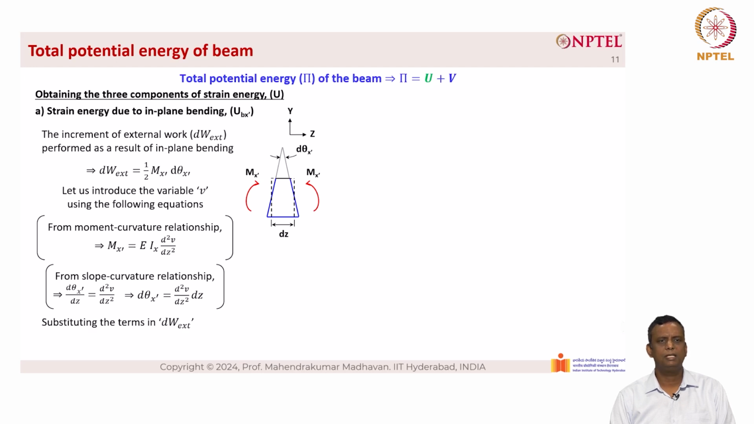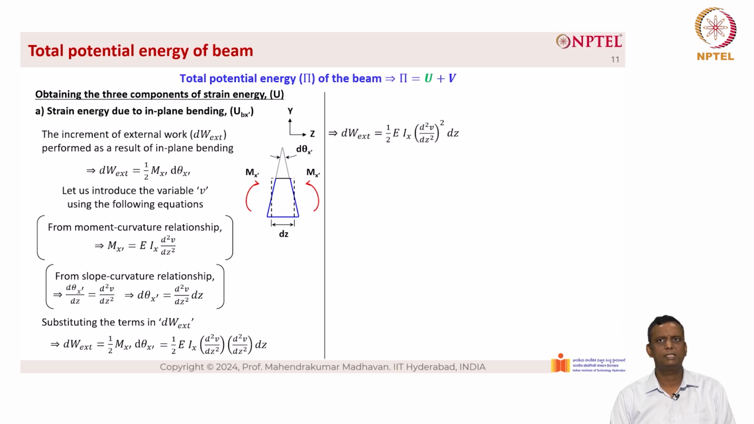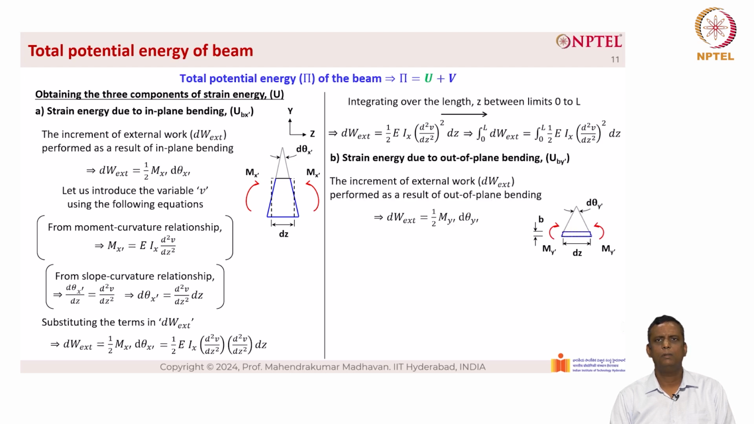Substituting the terms in dW external, we have dW external is equal to half into Mx dash into dx dash, which is equal to half into EIx into d square v by dz square into d square v by dz square into dz. So, this can be written as half into EIx into d square v by dz square the whole square into dz.